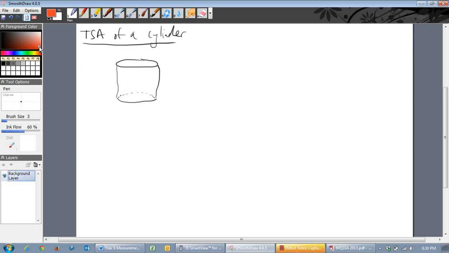Here we go. We've got a cylinder, and we've got a cylinder of radius r and of height h. Okay, so there's our cylinder.